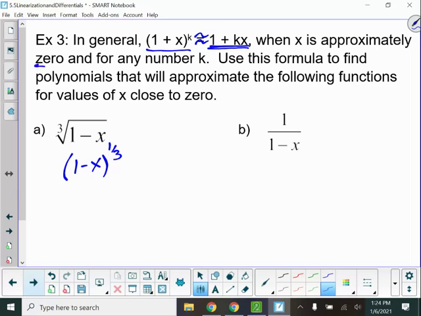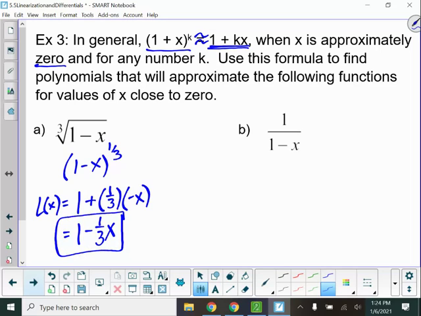Notice it says when x is approximately 0 for this. So this isn't going to work whenever you move farther away from 0. So my linearization formula for this is going to be 1 plus my k value, which is your exponent, times my x value, which is negative x. So that's going to be 1 minus 1/3 x. So if I'm close to 0, that is going to be your linear approximation for that problem.